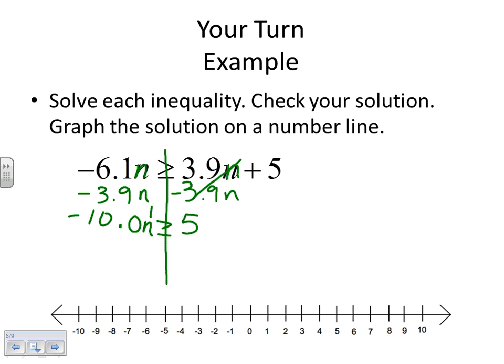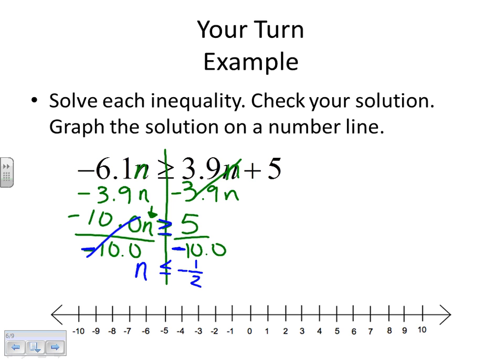And we still want our variable by itself, so we're going to divide by negative 10. Uh-oh, I divided by a negative. So what happens when I divide by a negative? You need to flip that sign, right? It was greater than or equal to, and I need to flip it so it's less than or equal to. So n is less than or equal to negative 5/10, which is really just negative 1/2.